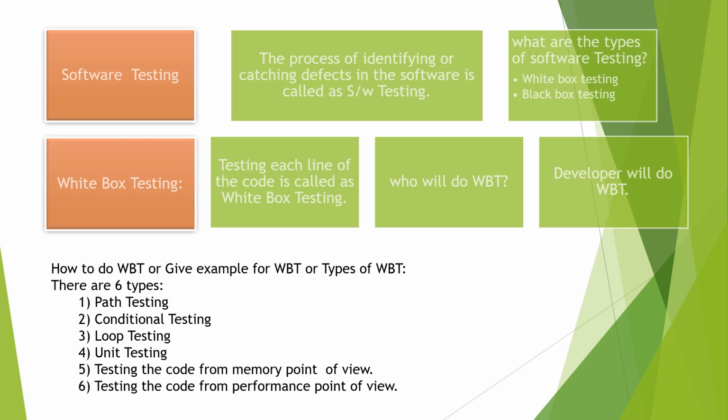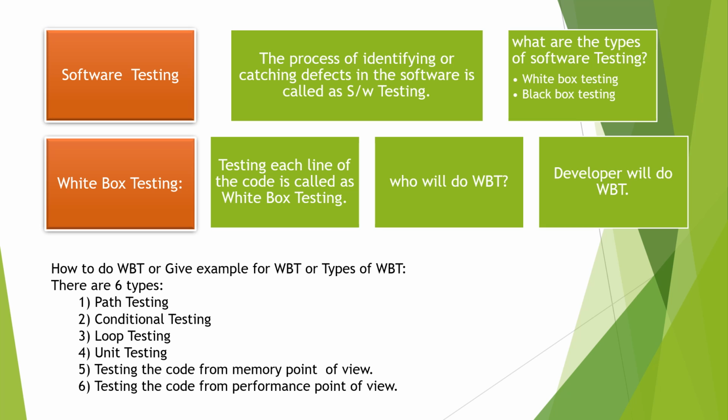Once SDLC is completed, we will go for software testing. Software testing here will be done in two ways: white box testing and black box testing. Basically, what is software testing? We test the software to find the defects in the software. What is finding a defect? If a feature or functionality is not working, it means the software is not working according to the customer requirement. That is called software testing. Here we have two types: white box testing and black box testing.